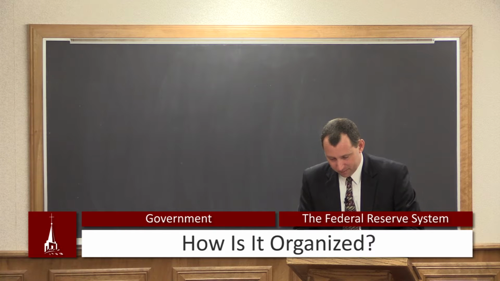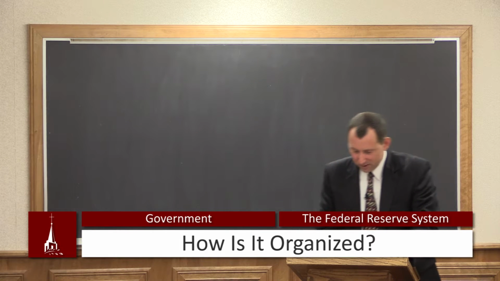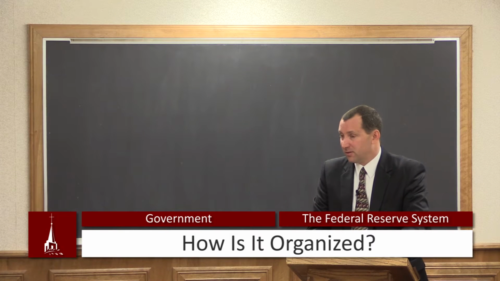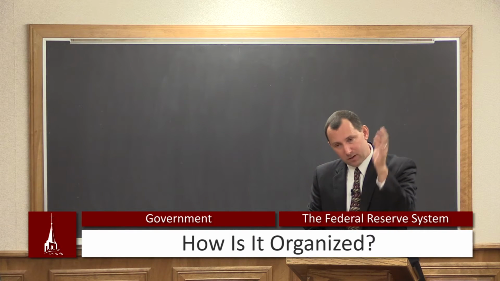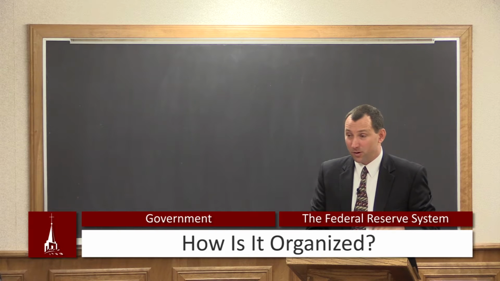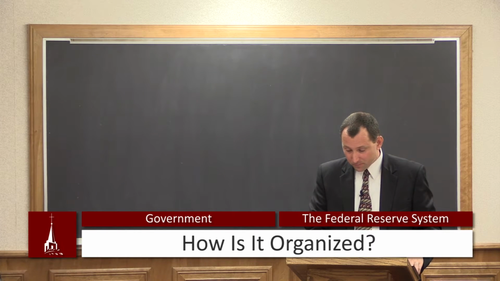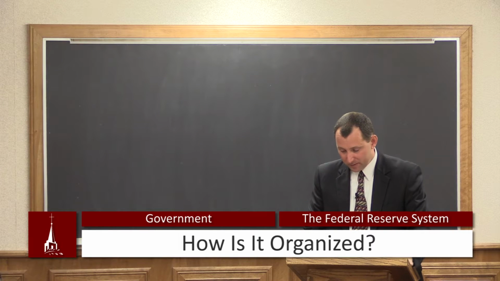A couple of bits and pieces about how this is done, or a little bit of the makeup of the board. The members of this board are picked by the president and approved by the Senate, just like the justices on the Supreme Court are picked, with the current one in question. Same way, picked by the president, approved by the Senate.